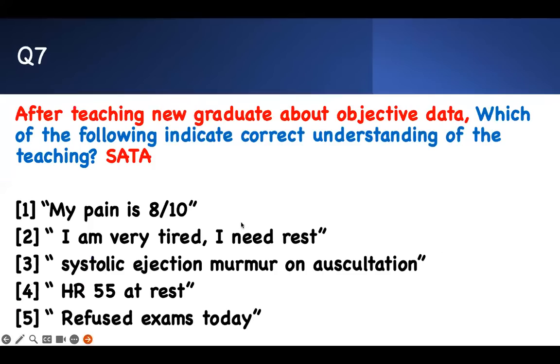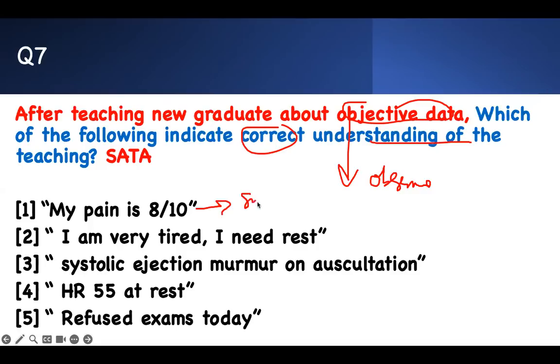Okay, number 7. After teaching a new graduate about objective data, which of the following indicates correct understanding of that objective? Like I say, it is what you, the nurse, observed. What you observe. "My pain is 6 out of 10." This is subjective. This is what the patient is telling. "I'm very tired. I need rest." This is what the patient is saying, subjective.